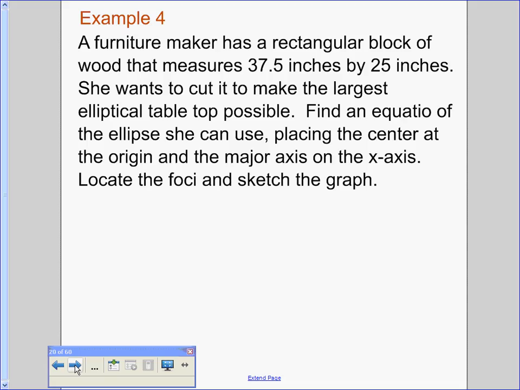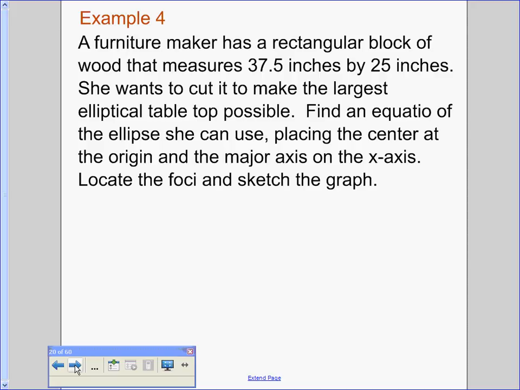All right, and our next example is our last example for section 11.1. You've got a furniture maker, and he has a rectangular block of wood that measures 37.5 inches by 25 inches. And she wants to cut it to make the largest elliptical table possible. We want to find the equation of the ellipse that she can use, placing the center at the origin and the major axis on the x-axis. We want to locate the foci and sketch the graph.